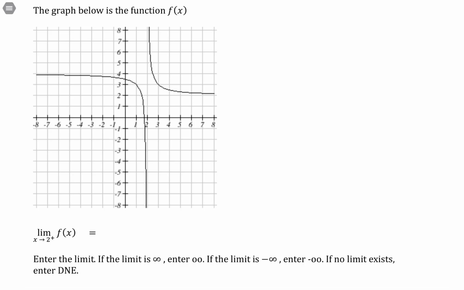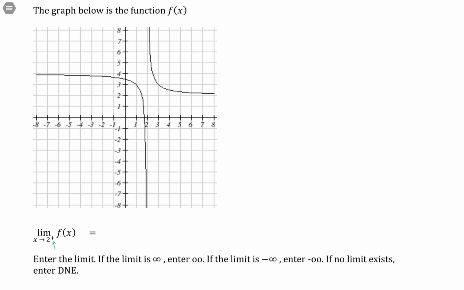The graph below is the function f of x. Find the limit as x approaches 2 from the right-hand side of the function. Now, pay attention to the notation. We are approaching 2 from the right-hand side because of the superscripted plus above the 2.